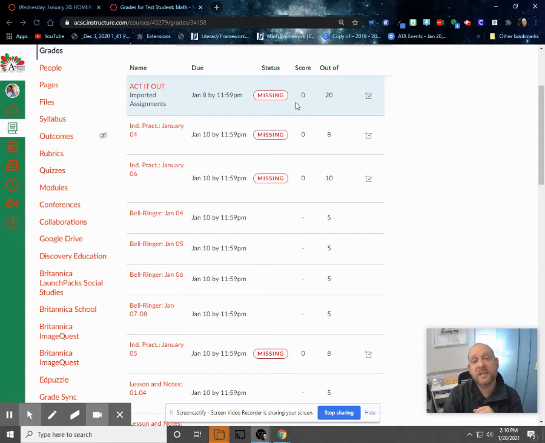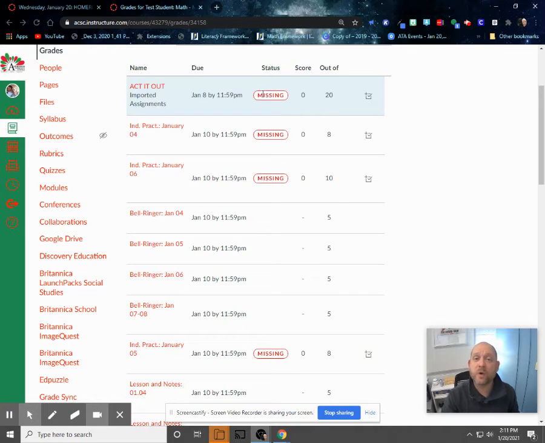The score will either be a 0, a number, or a dash. The 0 means it's probably missing. A dash means that your student has not submitted that assignment, but it's not late yet. And then, of course, a score would be the number of points your student scored on that assignment, and the out of will show you how many points that assignment was worth.